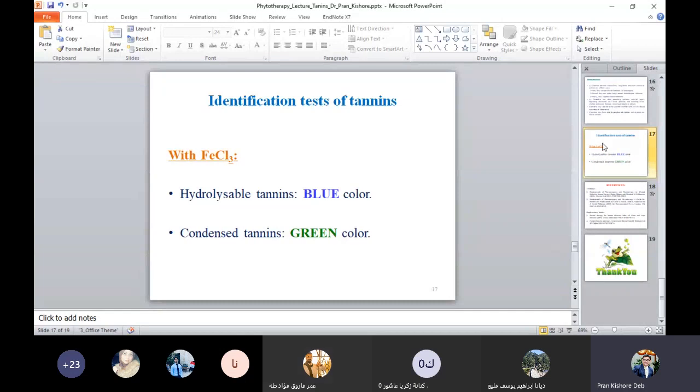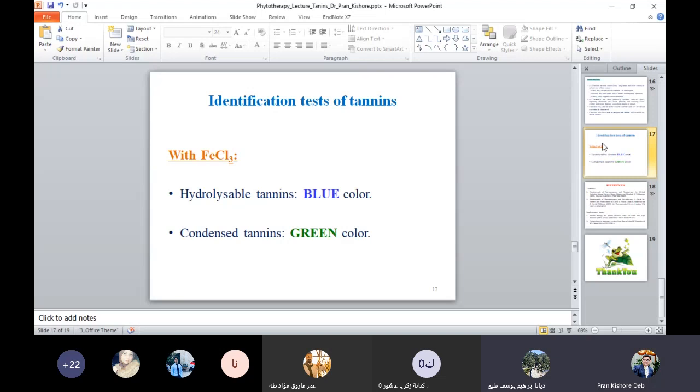So what's the difference you have seen? The color they give with ferric chloride. The ester and polymerization process. Don't mess up with these two words, esterification and polymerization. These are completely two different words with different meanings. Hydrolyzable tannins are formed through esterification, and condensed tannins are formed through polymerization.